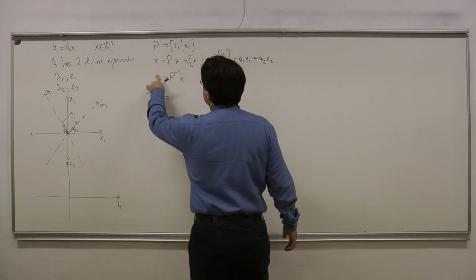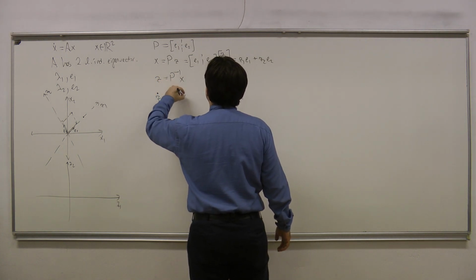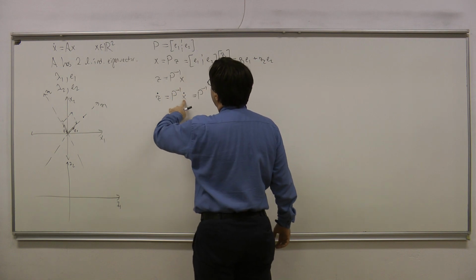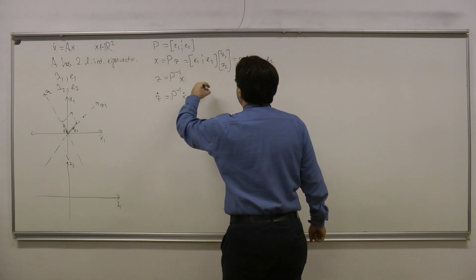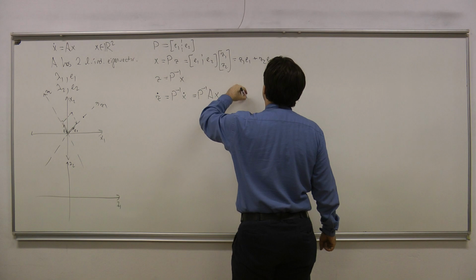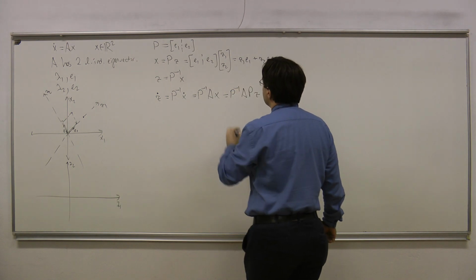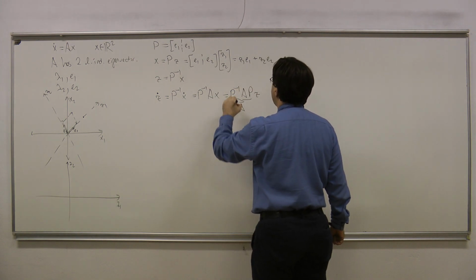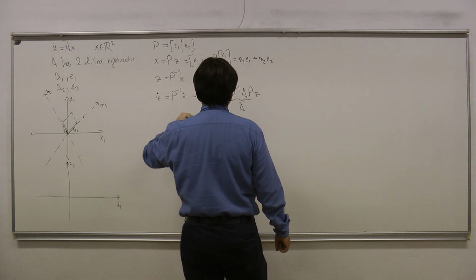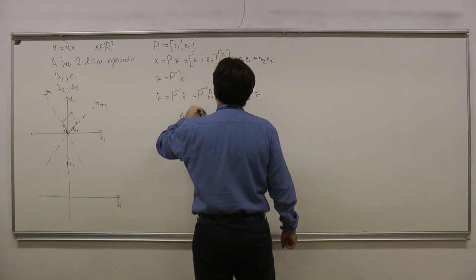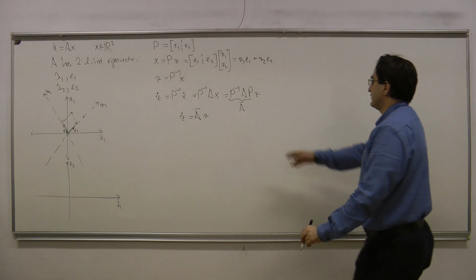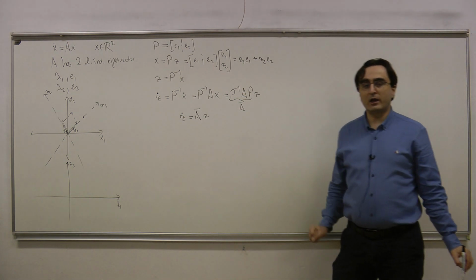Z dot is, using this equation, nothing but P inverse times x dot, and P inverse times x dot is P inverse A x, and x is P times Z. So P inverse A P Z. We see that this is my new A bar matrix, the new A matrix in the new coordinates. So my dynamics would look like this, and here A bar is nothing but P inverse A P.